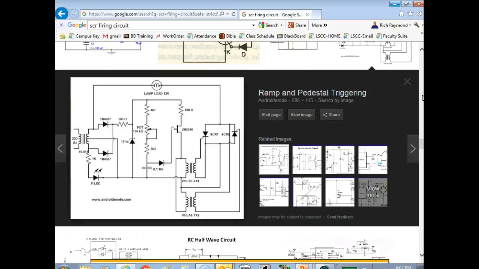The ones they're actually showing, so these would be the pulse transformers right here. We call these pulse transformers. And what it allows us, it allows our electronics over here to be what? To be isolated from the SCRs themselves.